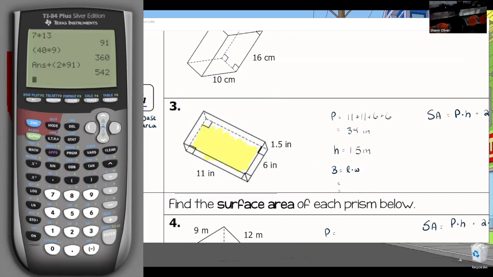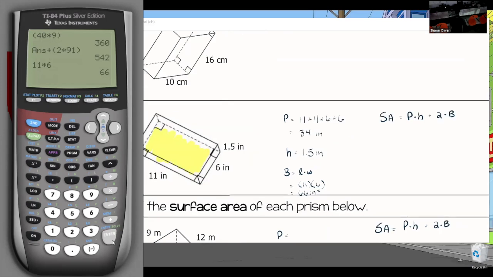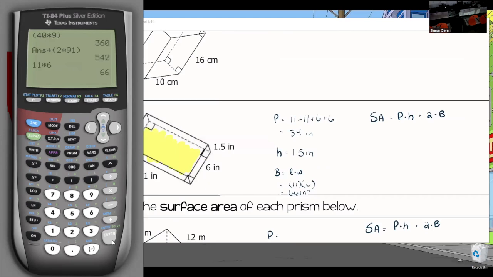And then area of a rectangle is length times width. So we're going to go 11 times 6, which we know to be 66. But why not practice our calculator skills? 66 inches squared. So we take our three pieces of data and we sub it in. So perimeter we found to be 34. Height is 1.5 plus 2 times our base area, which was 66.